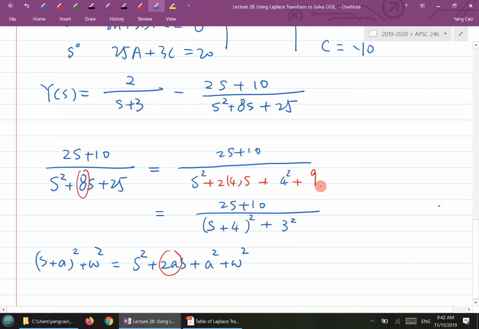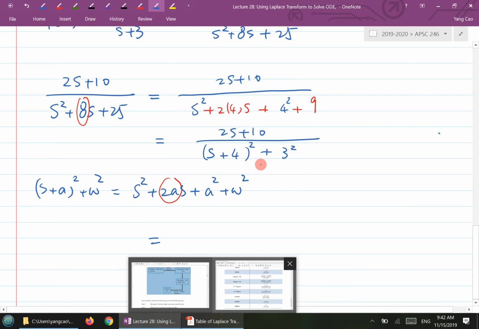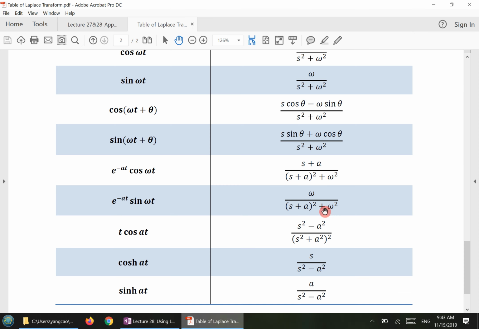Now don't panic if this number, for example, is not 9. Let's say this number is 7. What do I write here? Instead, I'll write the square root of 7, squared. So you can always write it as something squared. So that's this one here. I'm done with the bottom, so now the bottom matches this.